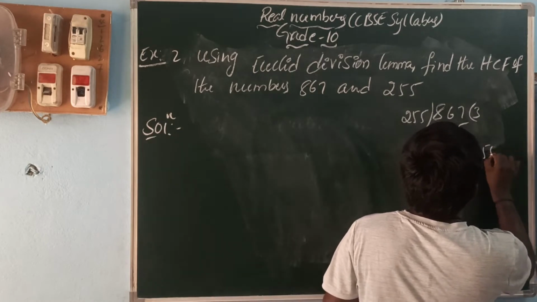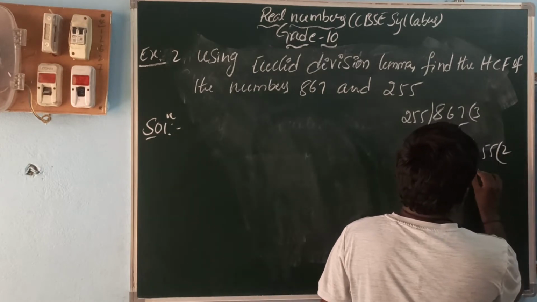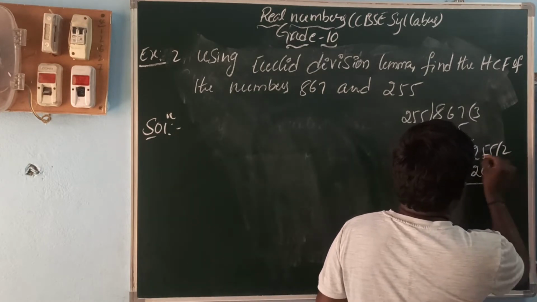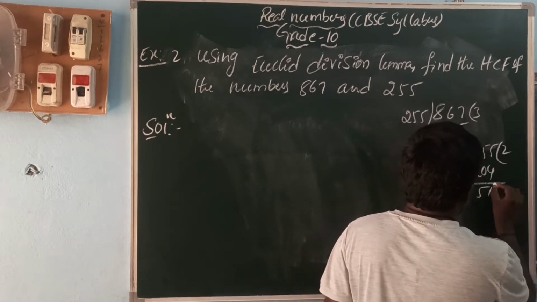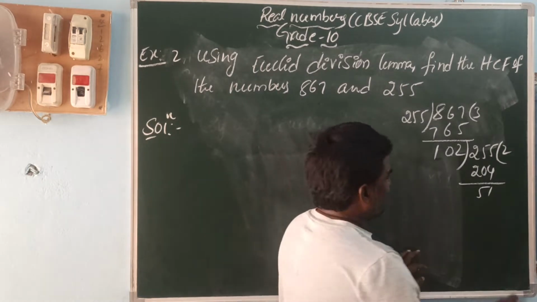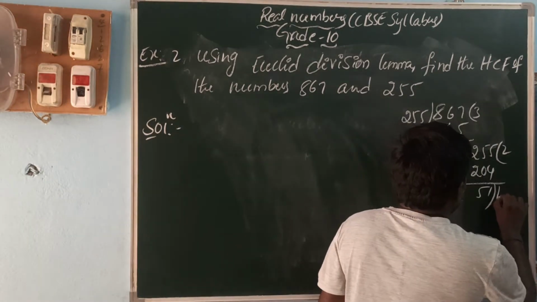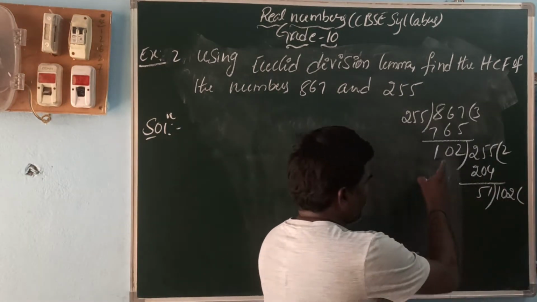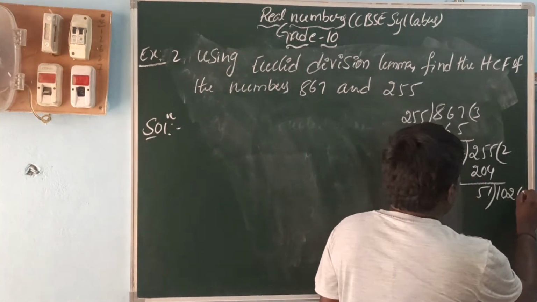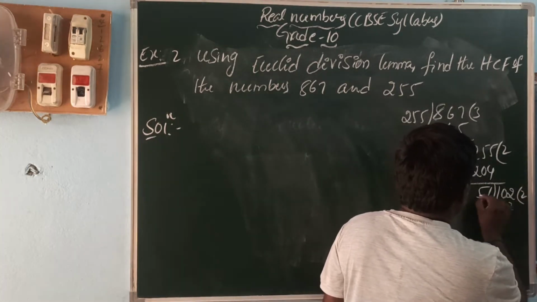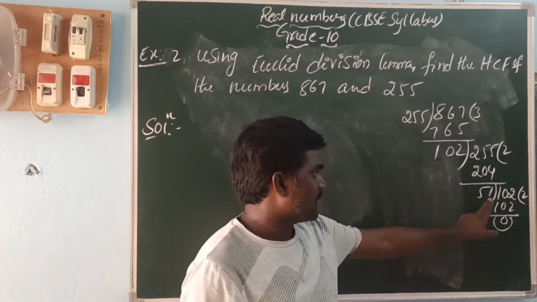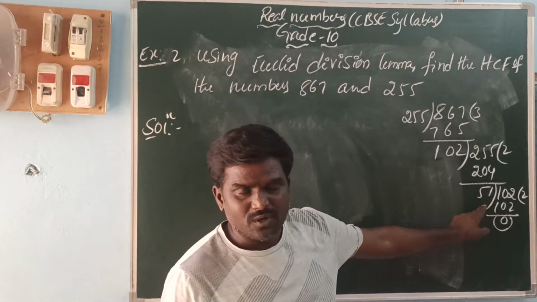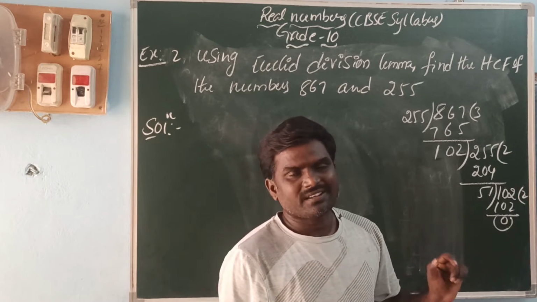So here 255 divided by 102: 102 2s are 204, so the remainder is 51. This 51 becomes the divisor, that is 102. The divisor becomes the dividend. So 51 2s are 102, the remainder is 0. Where did we get the 0? At the divisor 51. This 51 is called the H.c.f. or GCD.